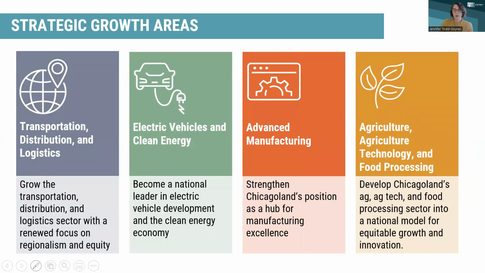We have 4 strategic growth areas underneath those guiding principles: transportation, distribution, and logistics; electric vehicles and clean energy; advanced manufacturing; and agriculture, technology, and food processing. Each of these are existing industries within your region that are very strong, but we see ways that they can be grown and changed over time to become leading examples within the nation.